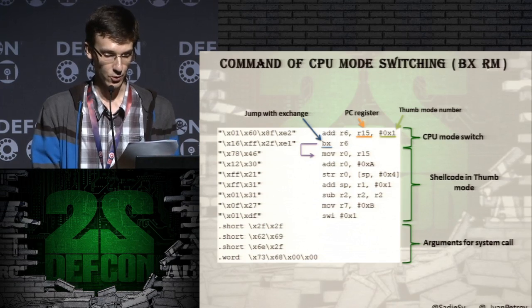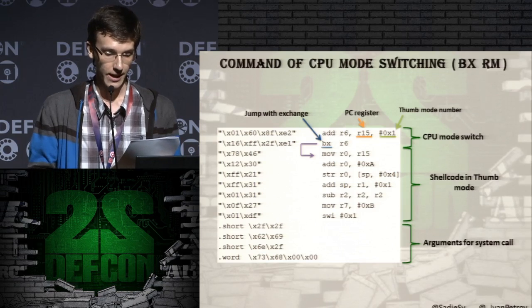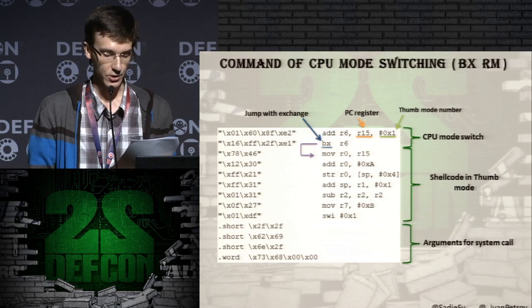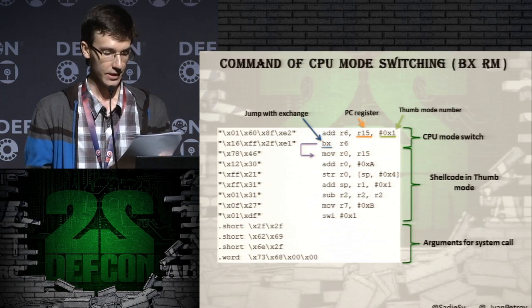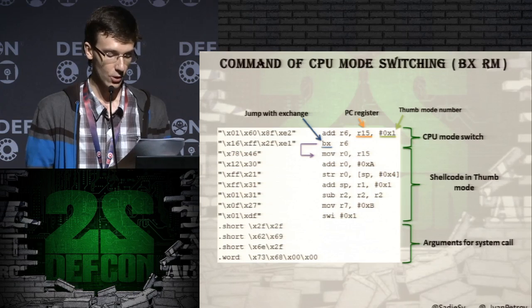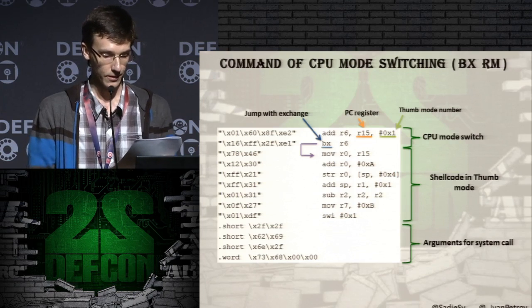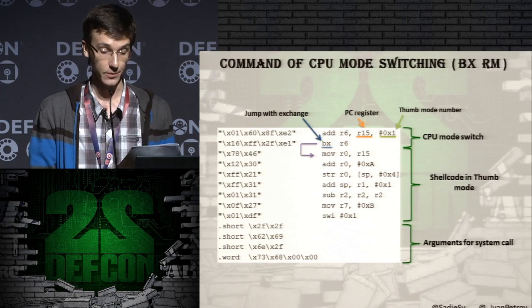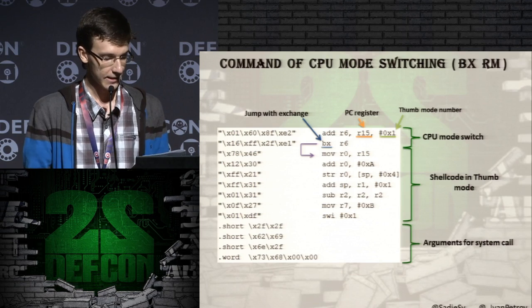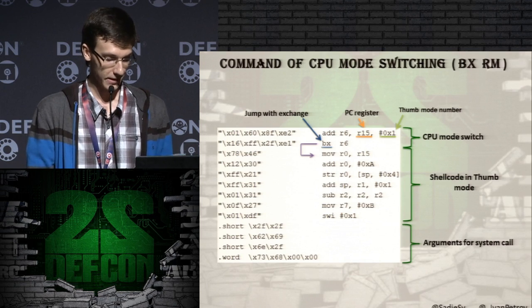For the change in CPU mode, we need to make a jump to the address of Thumb code, and the last bit of the address should be set to 1. In ARM architecture, code is aligned by 4 bytes, so we can use the last bit of the address as an information bit. Okay, let's take a look at an example.